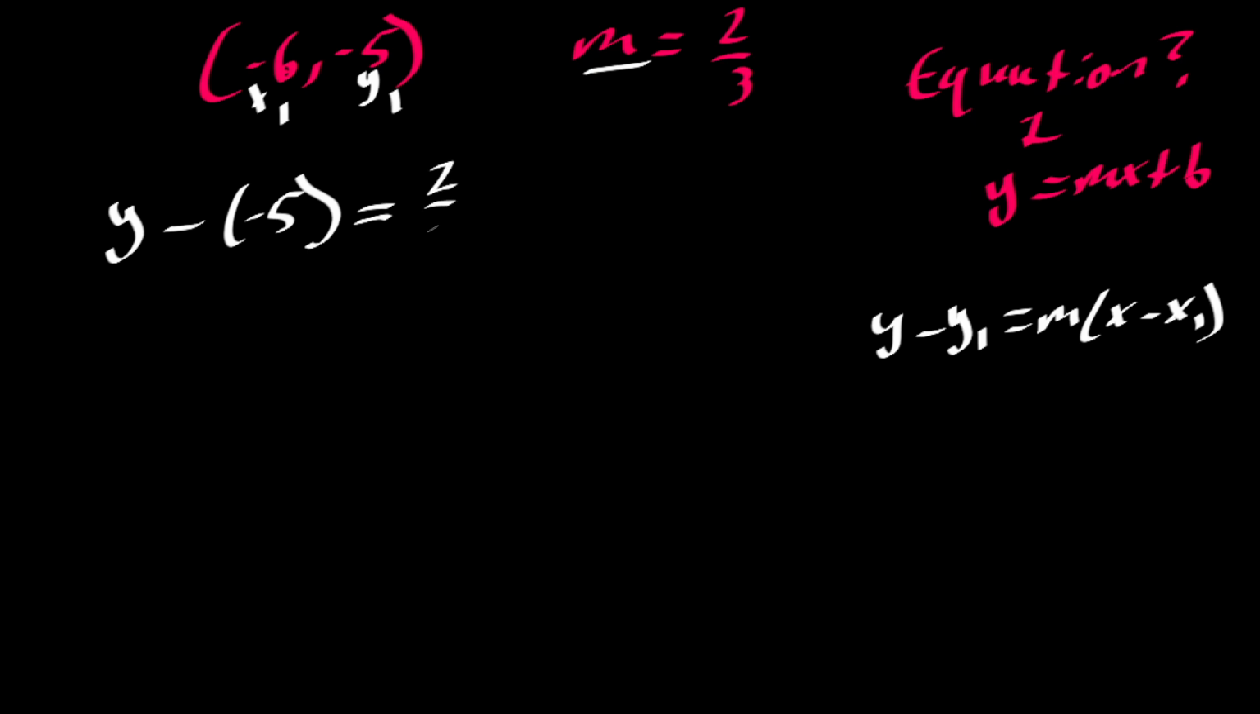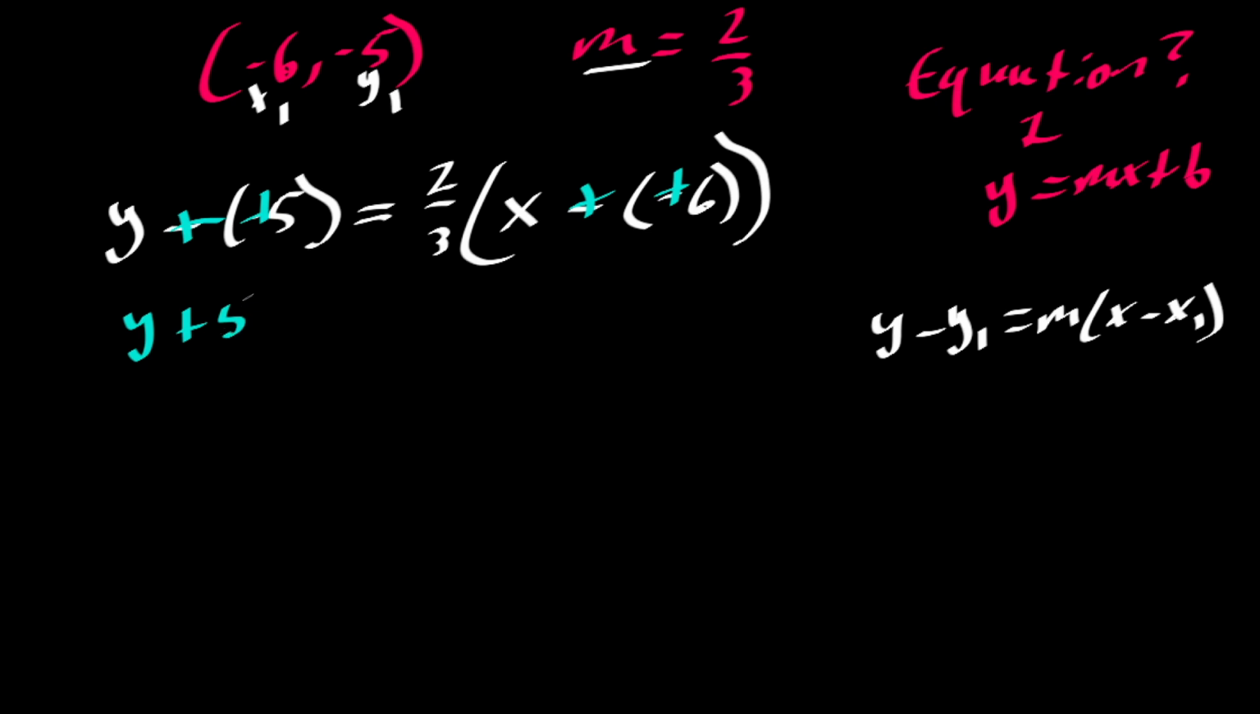Then we're going to have m, which is 2/3, start our parentheses, x minus, and once again we're plugging in a -6. So the only thing you've got to watch out for is the minus and negative situation, which once again, if you just keep an eye on it, you'll typically spot it. So these are actually going to change to y plus 5.